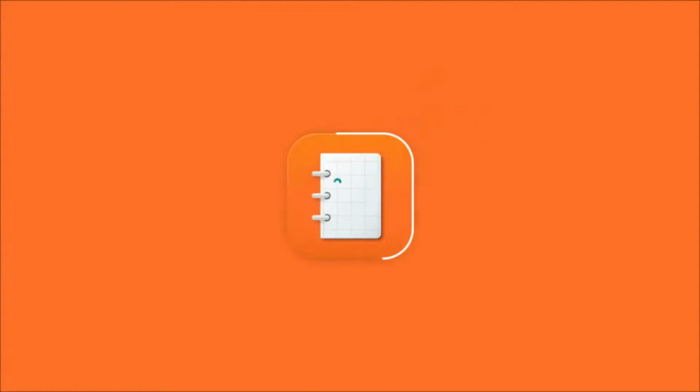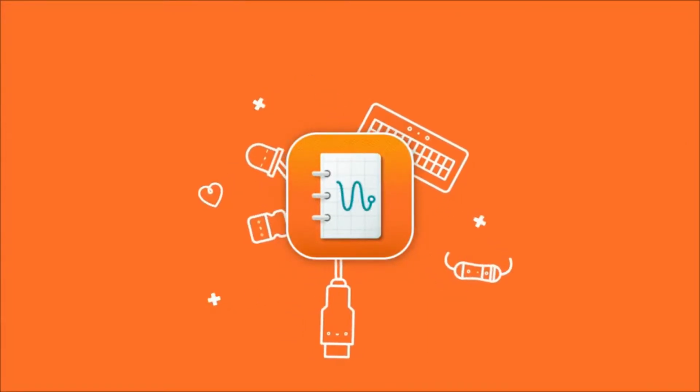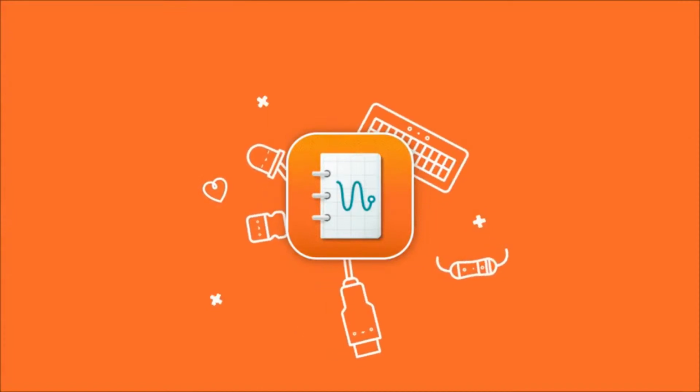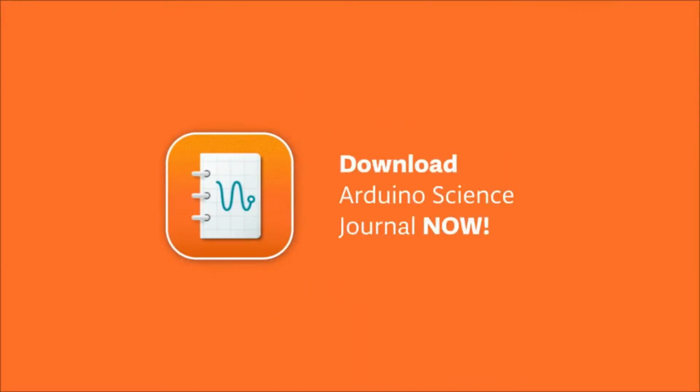With some news, we've almost reached 1 million downloads of the Arduino Science Journal. To celebrate, you can share your ideas, experiments, pictures, and videos using the hashtag #MyScienceJournal, and we'll share them too. It's very easy, available for Android and iOS. Just download it to your phone or tablet, and thanks a million.